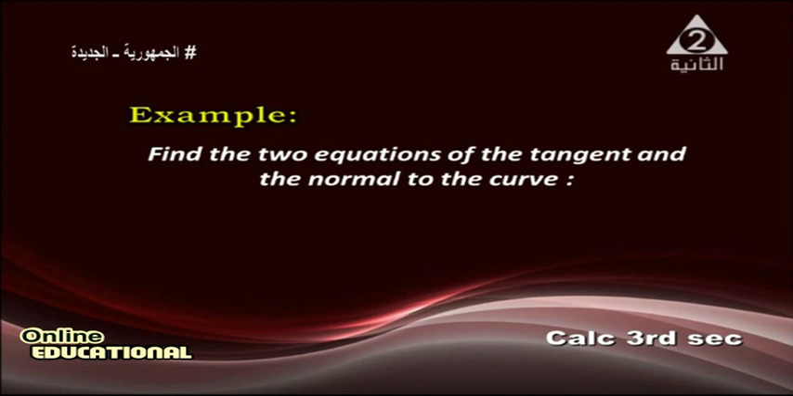Another example. Find the equations of the tangent and the normal to the curve x equals t^2 + 4t, y equals 2t^2 at t equals 1. Now, we have a parametric relation.